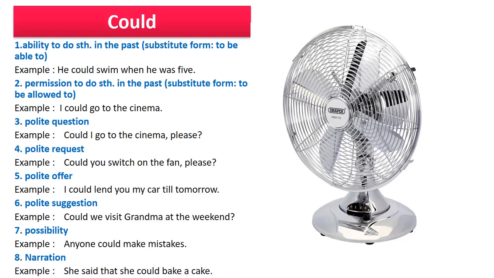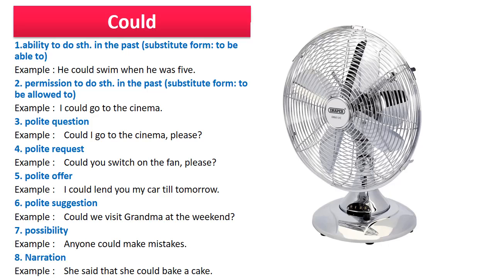Now students, let's learn the usages of could. Could is also used for ability to do something but in the past. For example, he could swim when he was 5. जब वो 5 साल का था तो तैर सकता था. कैन हम लगाते हैं सकता है, सकती है के लिए और कुड लगाते हैं सकता था, सकती थी, सकते थे.